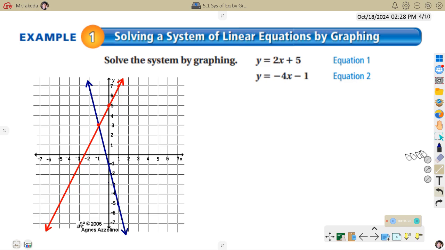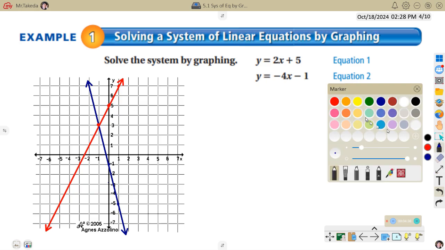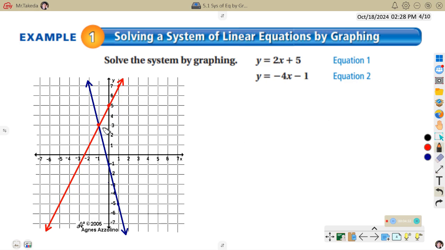All right, so I've graphed each of these now. I'm going to look for my point of intersection, and my point of intersection looks to be right here at negative 1, 3.